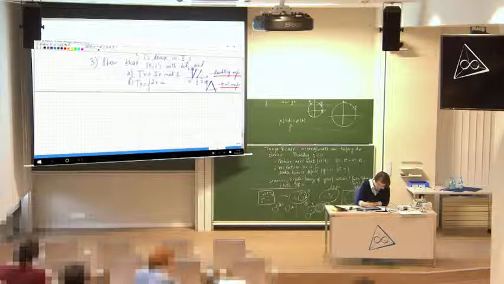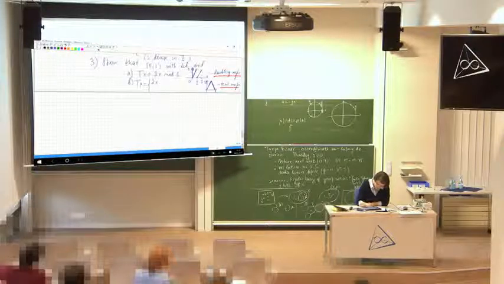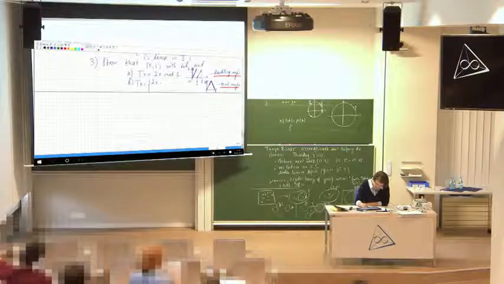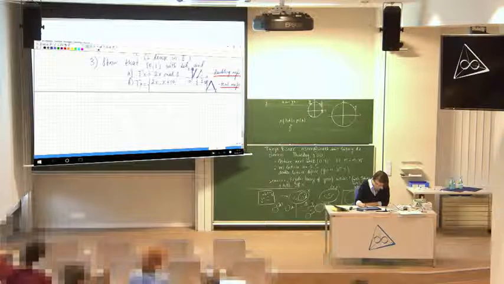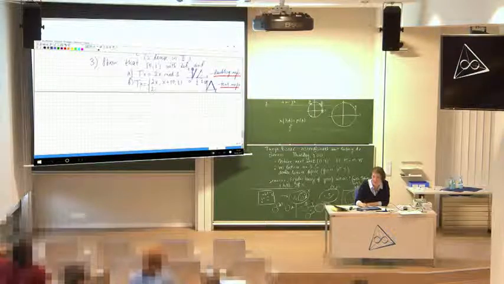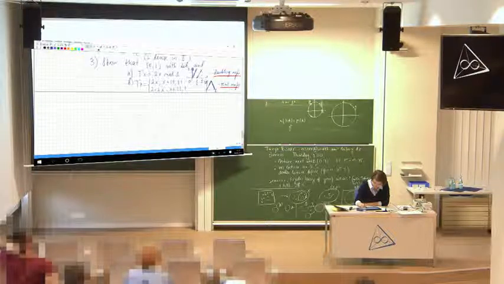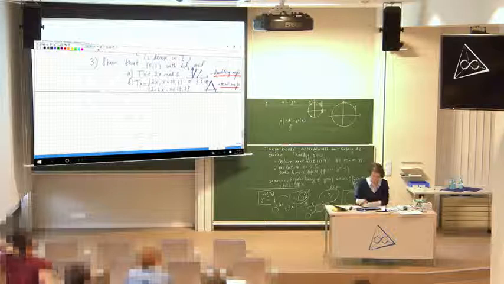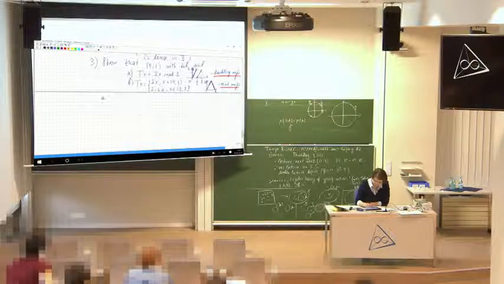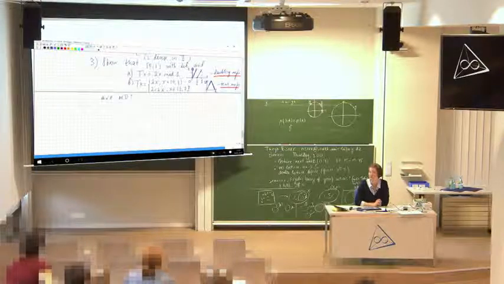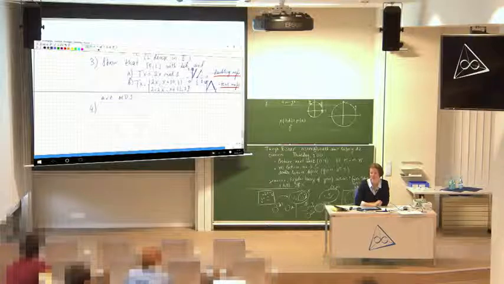Okay, 2x if x is in [0,1/2], and 2 minus 2x if x is in [1/2,1]. Show that these are MDS. Well, here you don't need a hint. Here it is just the definition, actually.